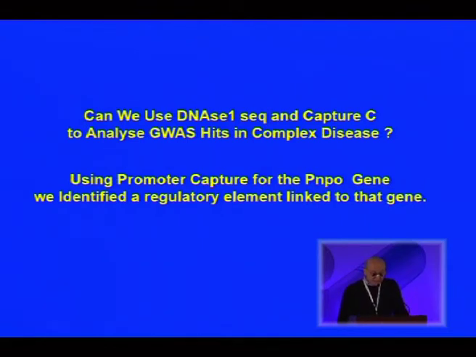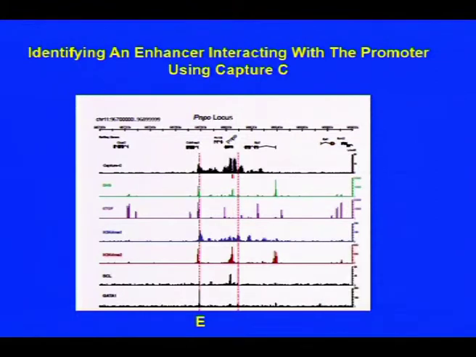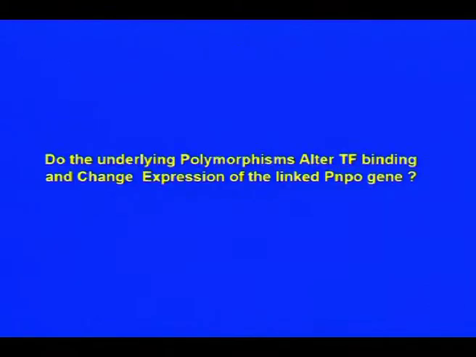Here what we did was we identified a gene called PNPO, and what we wanted to do was identify the regulatory element that is linked to that gene. So we captured from the promoter here of the PNPO gene, and we asked what is it interacting with, and what you can see, it's interacting with this regulatory element here, which is associated with the DNase 1 hypersensitive site. So that was very nice, but what we also showed was that the sequence underlying that regulatory element is also polymorphic. It's changing in its DNA sequence.